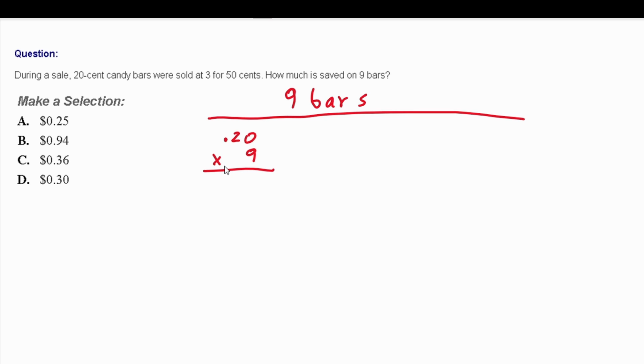When you're multiplying decimals, the trick is to take the decimal and shift it to the right to make that number a whole number.